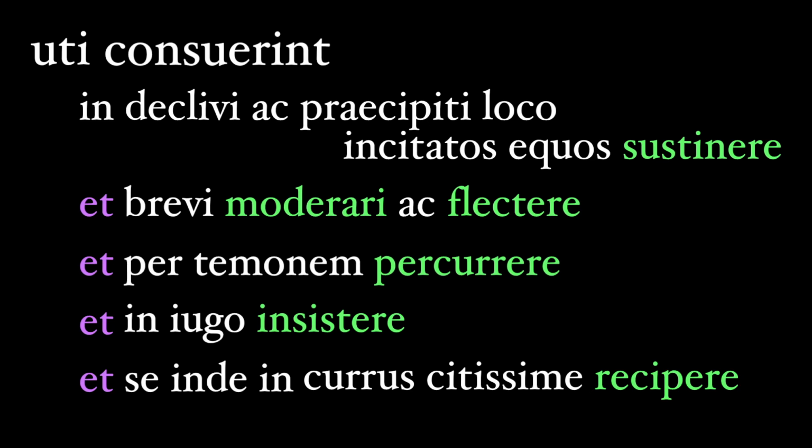But inside each of these phrases, we have other very connected phrases. So in declivi ac praecipiti loco, "on steep and sloping terrain," the adjectives are separated by the ac, showing their interrelatedness, contrasted to the et, which introduces each phrase. Also, later, we have two infinitives separated by an ac, moderari ac flectere, which shows that these two actions are connected, rather than being separate phrases themselves.